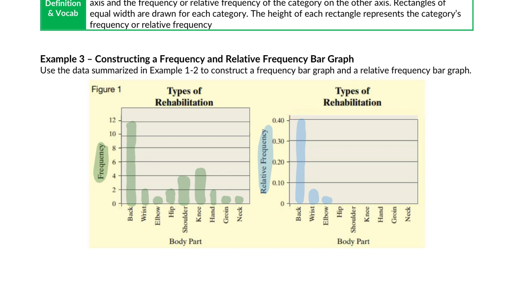The hip was 0.06. Yeah. The shoulder was 0.13. The knee was 0.16. The hand was 0.06. The groin and the neck were both 0.03.